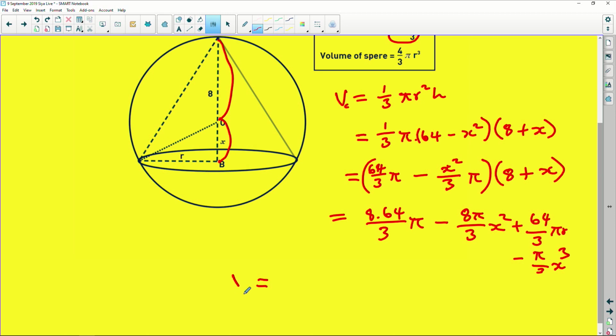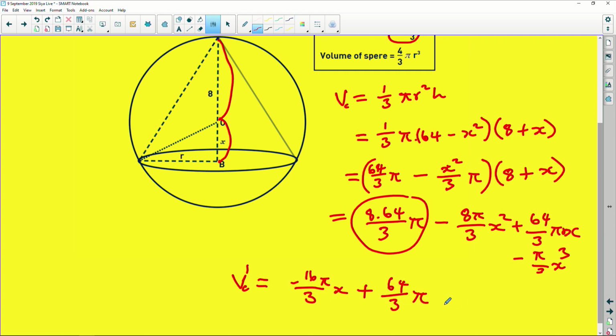Now remember I said it will be the derivative of this, right? Because we are talking about the largest. So the derivative makes this 0 because it's a constant. And that will be negative 16 pi divided by 3 x. And this one here will be plus. So this has my x as well, so it means it will be 64 over 3 pi. And then lastly, it will be minus that multiplied by that, which will be pi x squared.